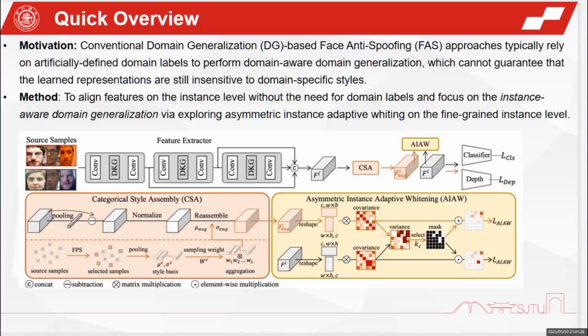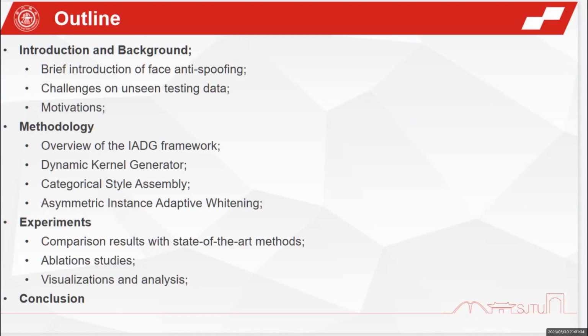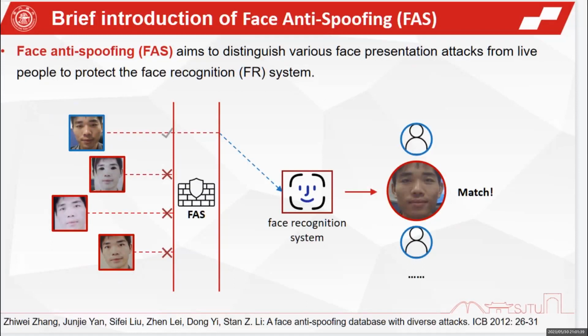I will give my presentation in this order. Firstly, I would like to introduce the face anti-spoofing (FAS) problem. As we know, face recognition systems have been widely utilized in our daily life, such as smart device authentication, access control, entrance guard systems, and so on. The safety issue of it has become an increasingly critical public concern. Hence, face anti-spoofing is designed to distinguish various face presentation attacks from live people to protect the face recognition systems.